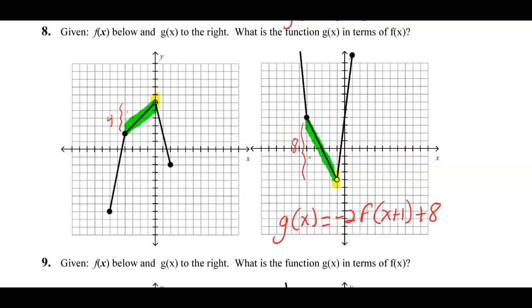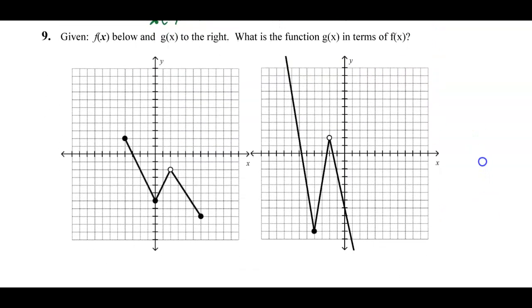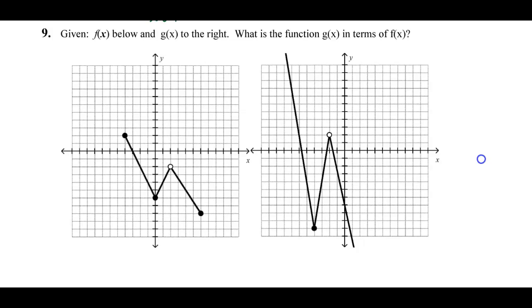So that's a vertical stretch by a factor of 2. It also looks like it was reflected. So right now this point is 0, 1, 2, 3, 4, 5, 6. So if you were to reflect it, you'll be at 0, negative 12. And then to get to the yellow dot, you're going to have to move it over 4 and up 8. So that's how I came up with the function g of x. Right, go ahead and try number 9.